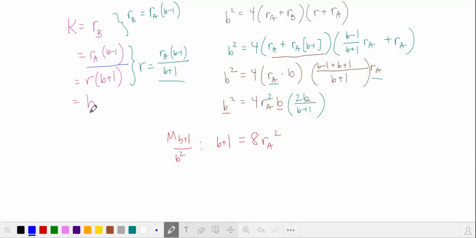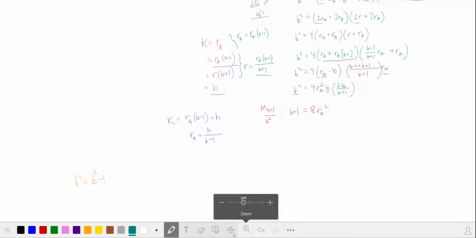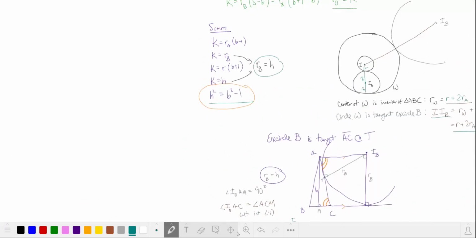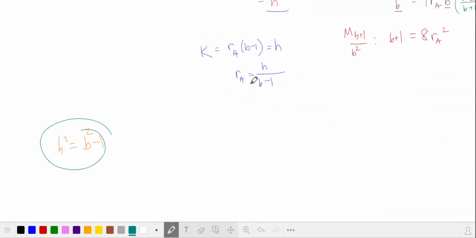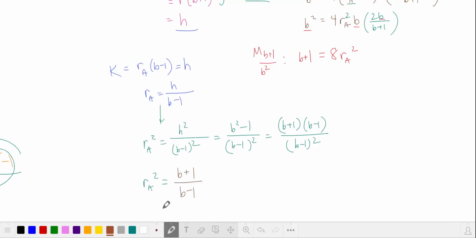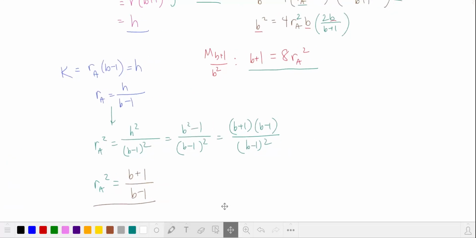We can combine this expression and that expression, so ra times b minus 1 is equal to h. Earlier we had an expression for h in terms of b. That's over here. h squared is b squared minus 1. To use that, let's take this and square both sides, and then we'll substitute b squared minus 1. Rewriting the numerator as the difference of squares factorization, we're going to get a b minus 1 that cancels. So the square of ra is b plus 1 over b minus 1. We can substitute that over here to get an expression entirely in terms of b.